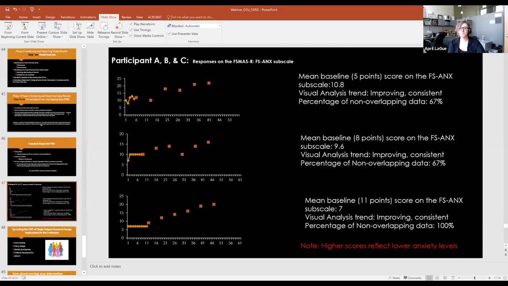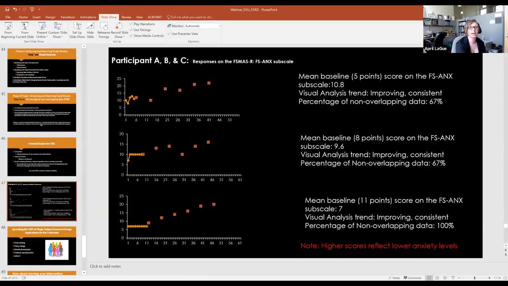So looking at the participants, the research study was complete, the intervention was integrated into the school for the student, and here are the results. So for participant A, the mean baseline, excuse me, you guys are all covering my movie over here. Okay, the mean baseline on the score was 10.8.